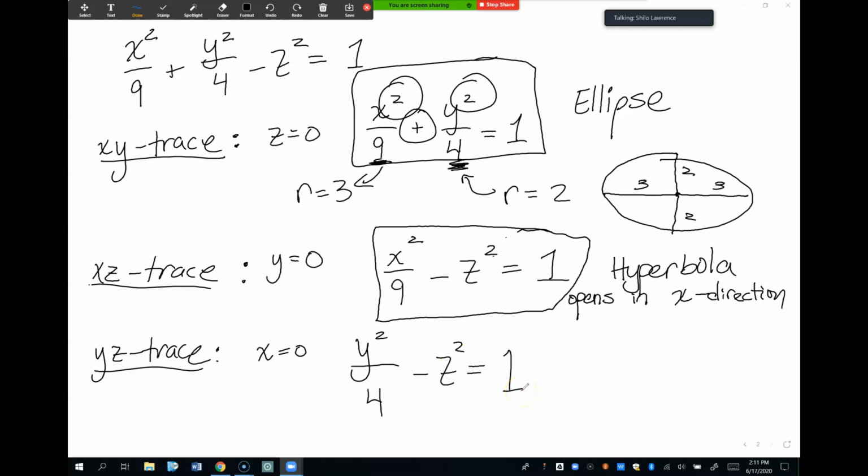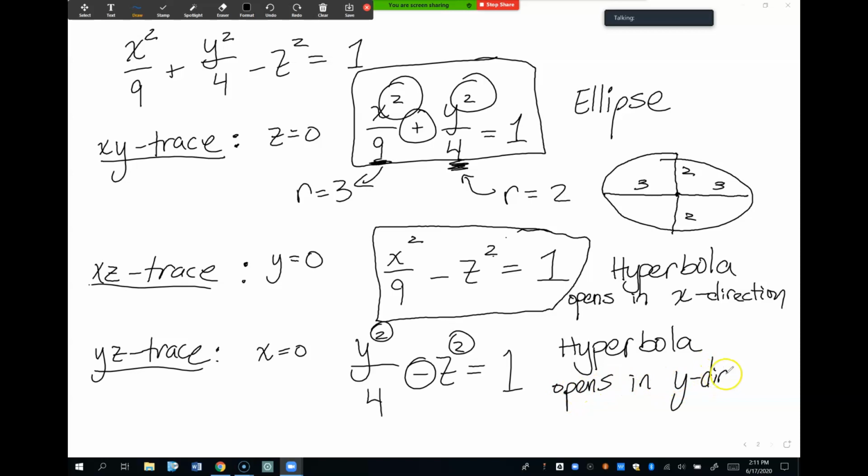And what conic section is this? Isn't it a hyperbola? Yeah, this one's also a hyperbola. Both variables are squared, but they're being combined with subtraction. So that's enough information to know that it's got to be a hyperbola, and it's going to open in the direction of the positive, so y. Opens in the y direction. And this is the equation for that trace.